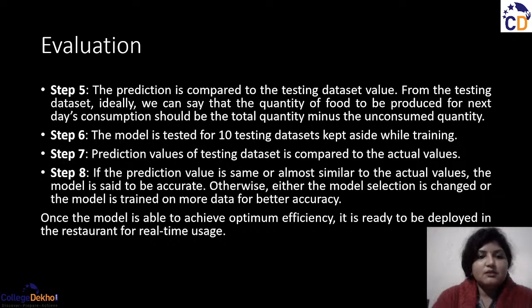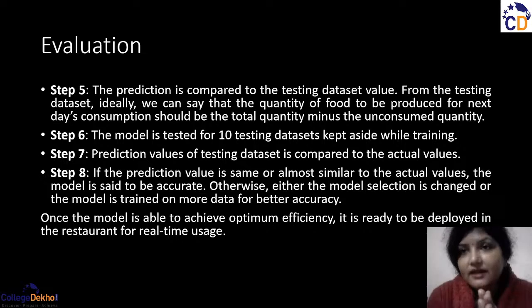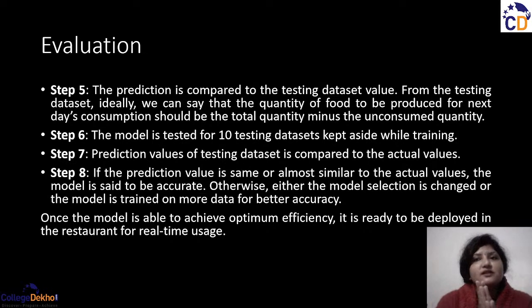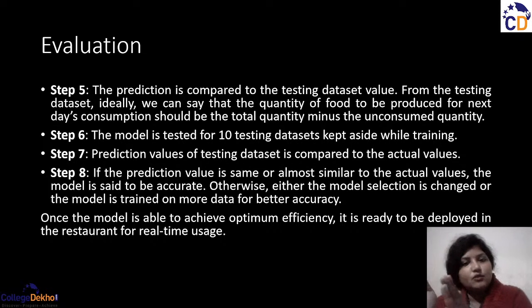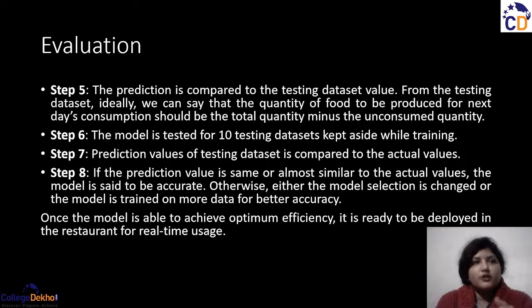In step 6, the model is tested on 10 testing datasets because we have kept them aside. We have not taken them from the training dataset, right? What we have done, suppose we have 30 days data, we have taken 20 days data set for training the model, and for testing the model, now we are evaluating the model with the help of the testing data set. And what is the duration of testing there? That is 10 days.